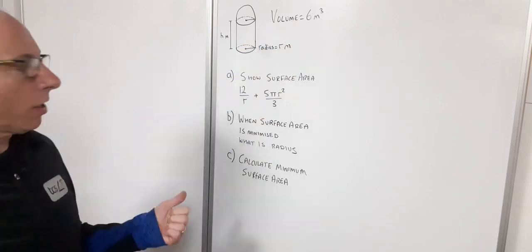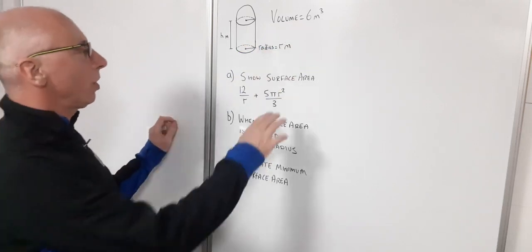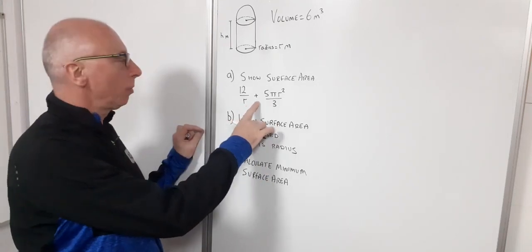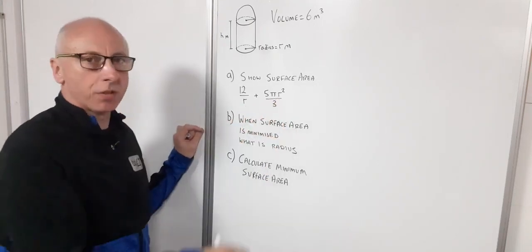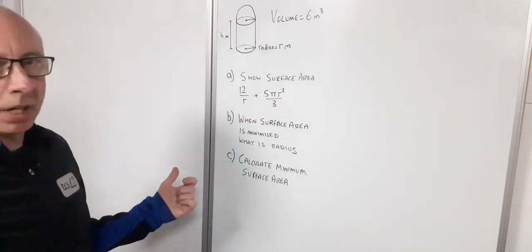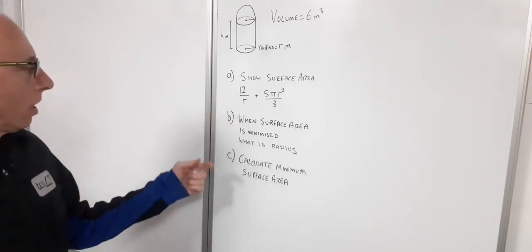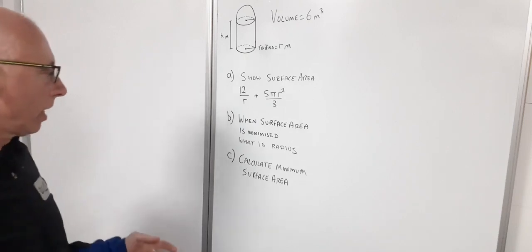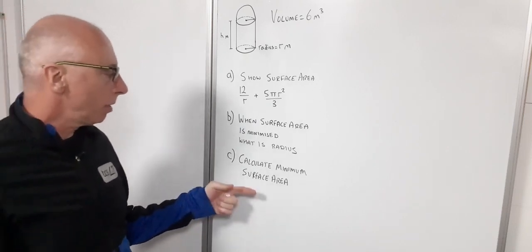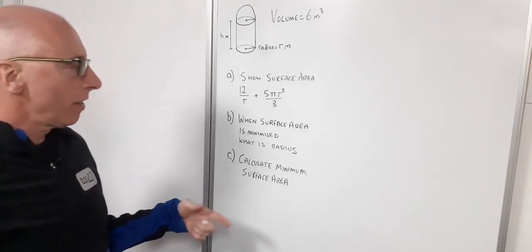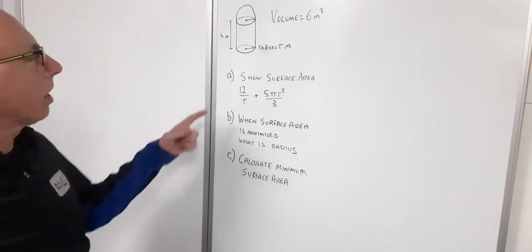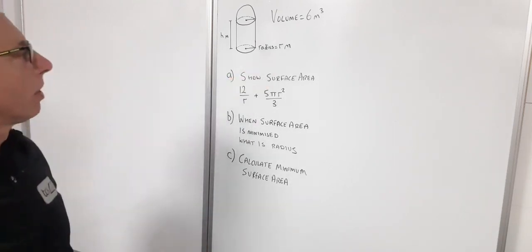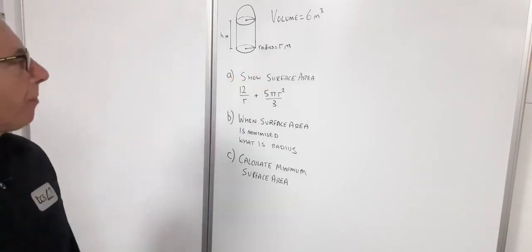Now we've got three things we need to do here. We need to show the surface area is 12 over r plus 5 pi r squared over 3. So we're going to have to do some manipulation to try and get to that. We want to know when the surface area is minimised, what is the radius, and we also want to calculate the minimum of the surface area that it could be for any sizes of the radius. So how are we going to go about that?